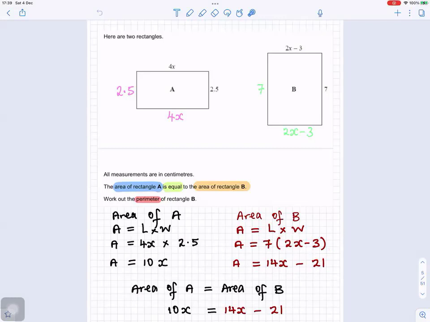Now the question says, I've colored it in green, area of rectangle A is equal to the area of rectangle B. So you write that down. Area of A is equal to area of B. Put the symbols. 10x is equal to 14x minus 21. Now you need to solve that linear equation.